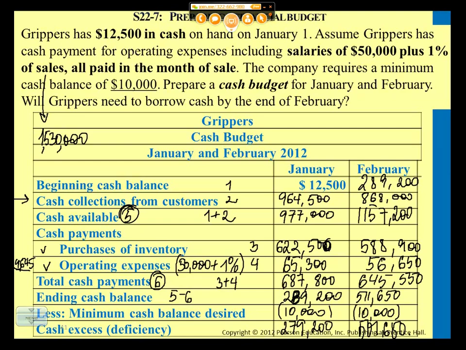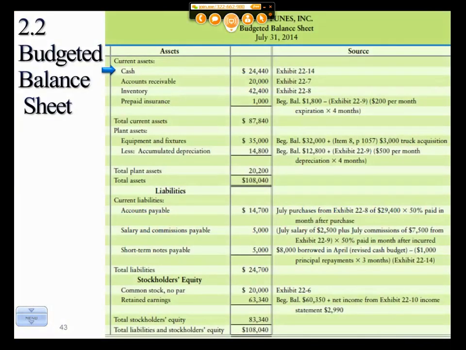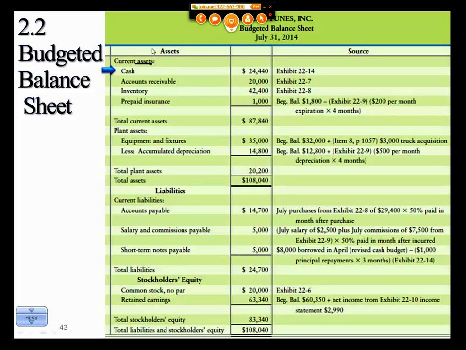So your financial budget, right? That's what we're talking about. So let's get back to this. Budgeted balance sheet. When we're preparing our budgeted balance sheet, what do we need? We need to project each asset, as well as liabilities and stockholders' equity. So let's look at parts of the budgeted balance sheet. We have our current assets. Let me just mark it here. Our assets, our liabilities, and the stockholders' equity.